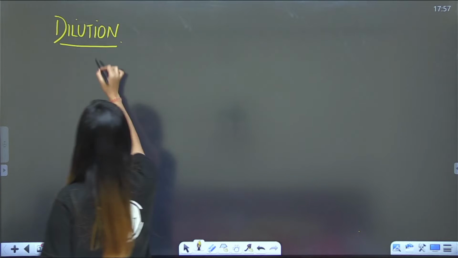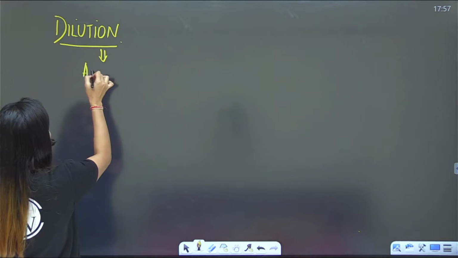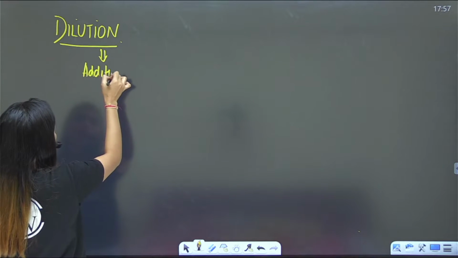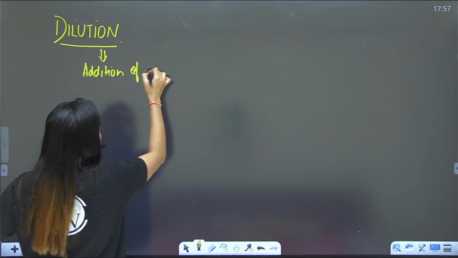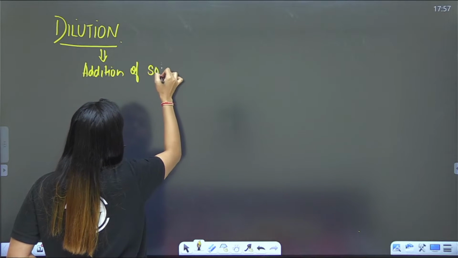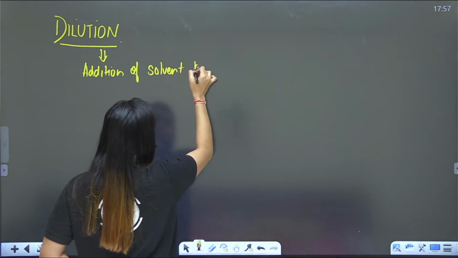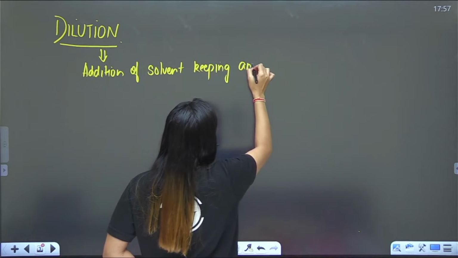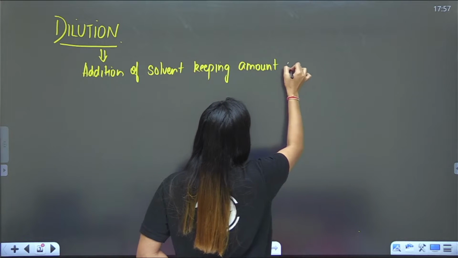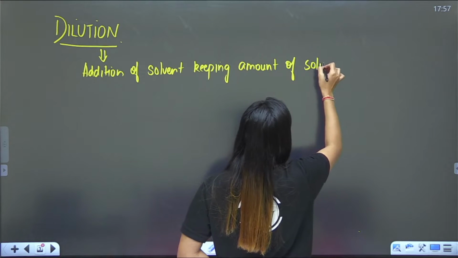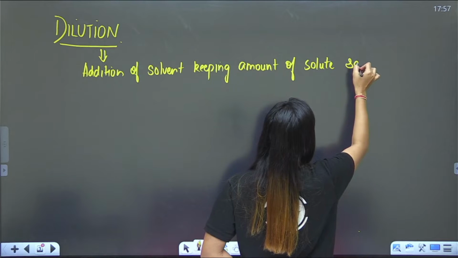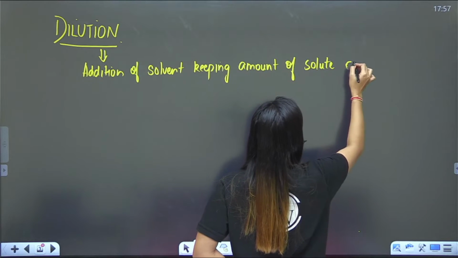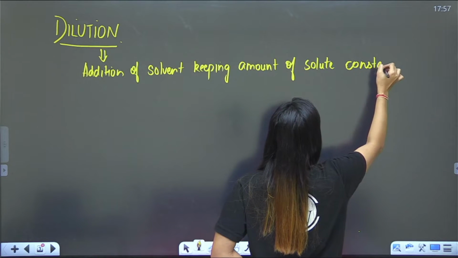What does dilution mean? Addition of solvent, keeping the amount of solute the same, or you could say constant. I hope you're clear with this.